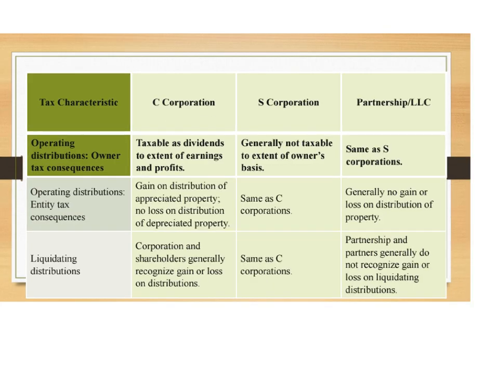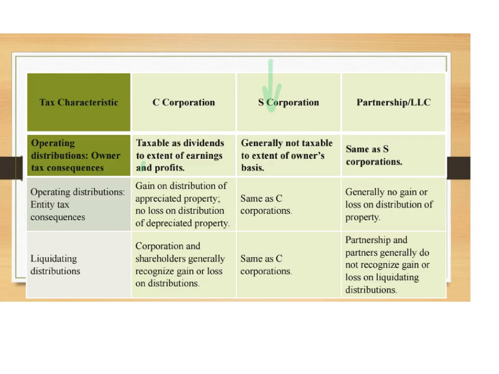All right, so now we're switching sections again, and we're talking about operating distributions. Okay, so we know that operating distributions are taxable as dividends to the extent of earnings and profits. Typically, they're not taxable to the extent of an owner's basis for an S corporation. Same as with a partnership, okay?